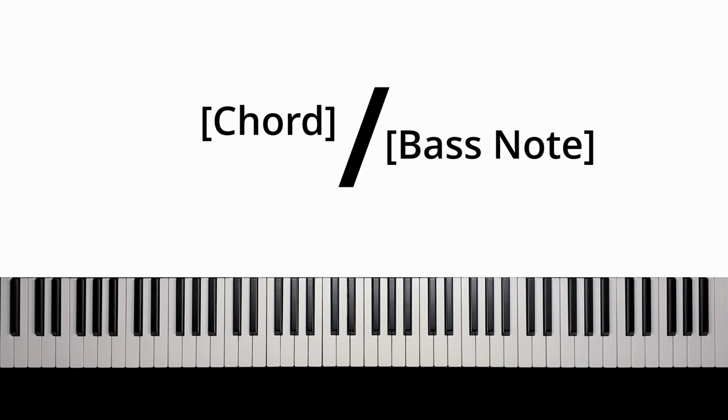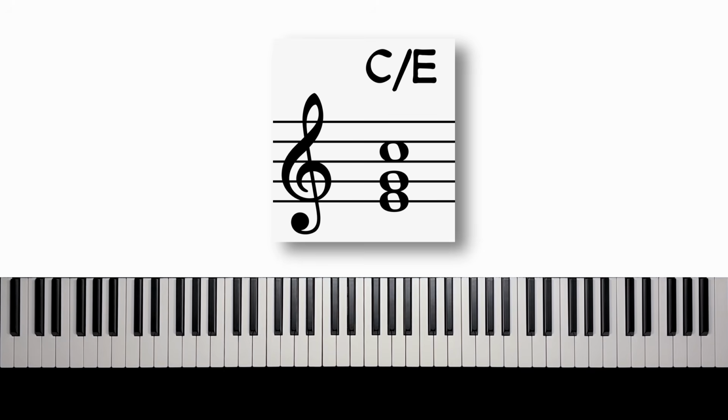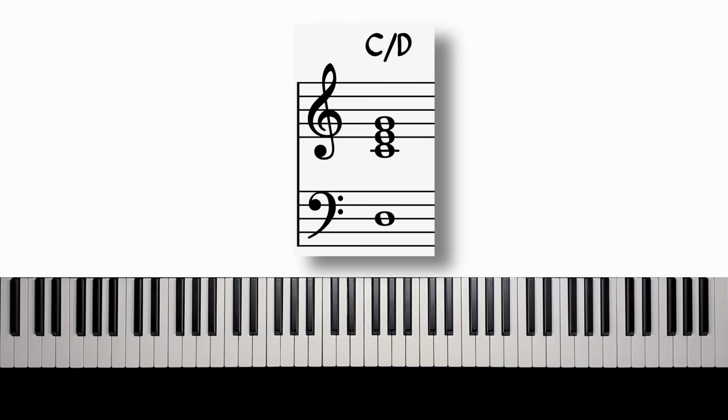That could be a note that already appears in the chord. For example, C over E can be read as the first inversion of a C major chord. But it could also be a note that's not part of our original harmony and adds a new flavor to it.